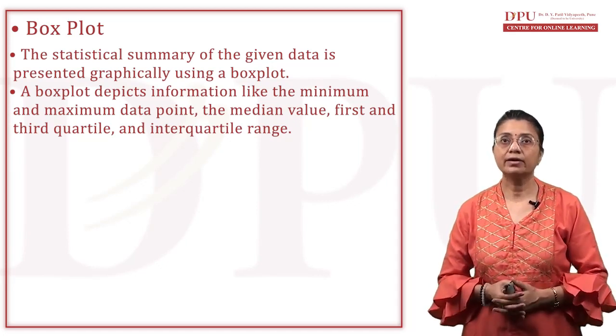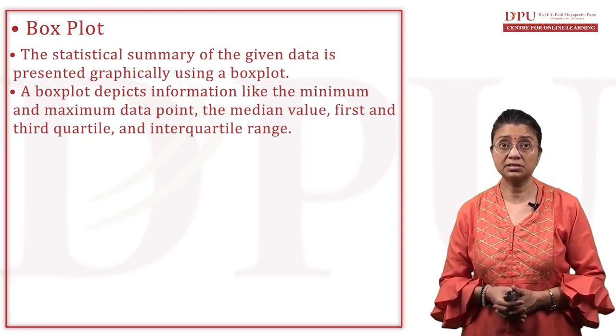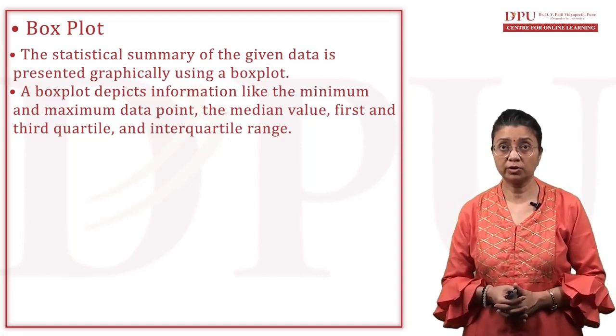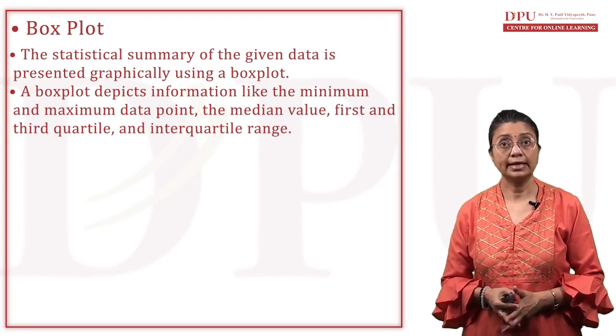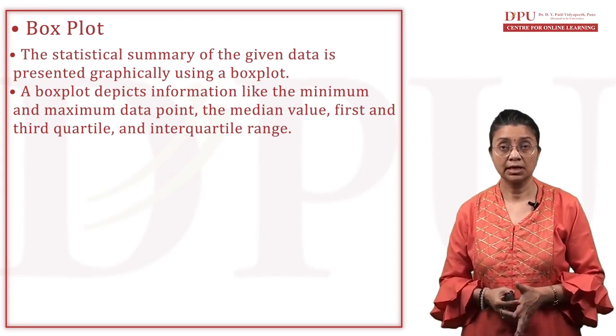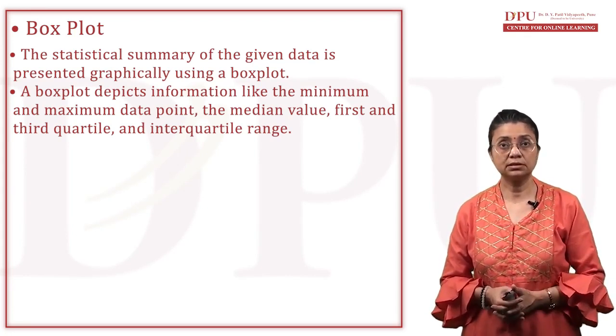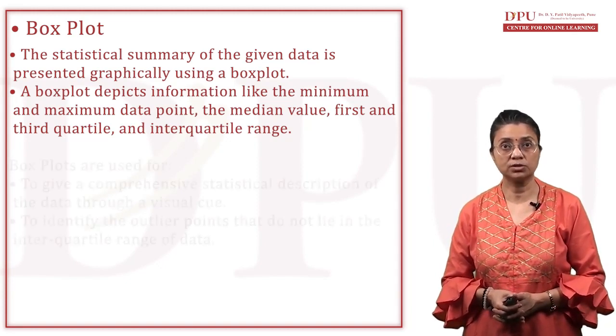So basically, when I want to generate such a 5-number summary, I need to have a box plot which depicts information like the minimum and maximum data points, the median value, the first and third quartile and interquartile range.